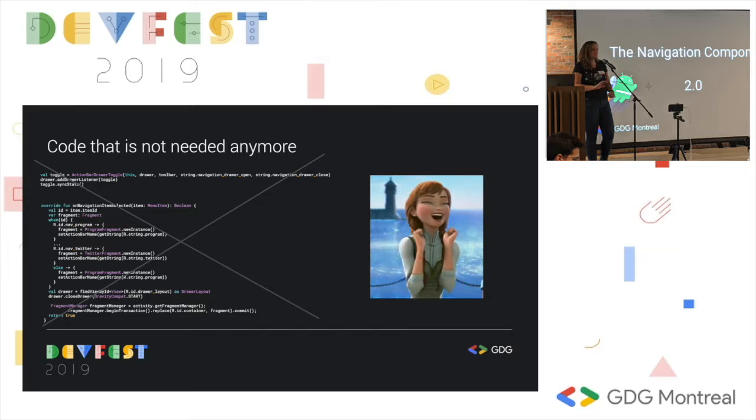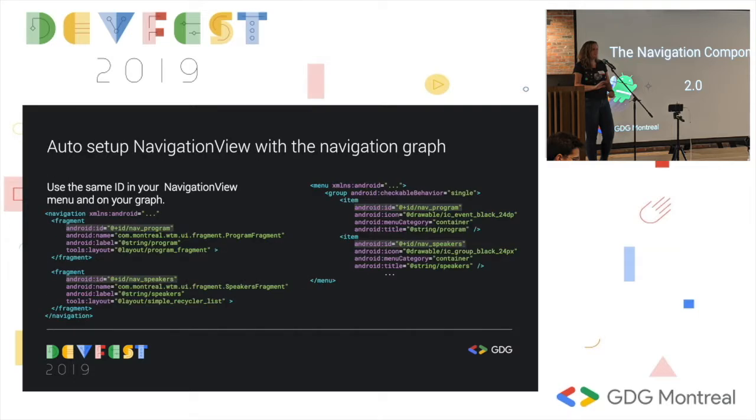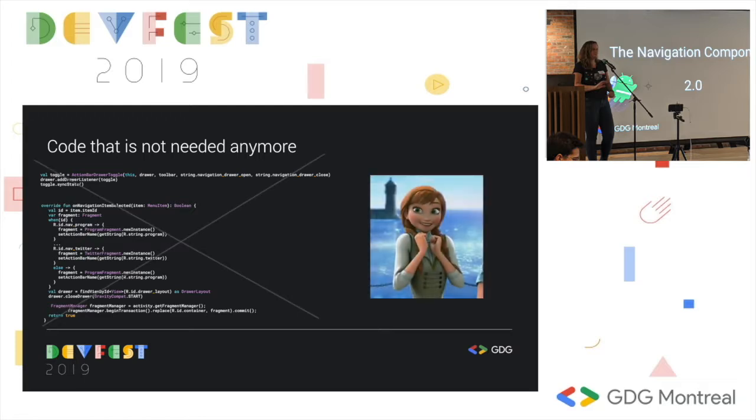And something that is cool in the XML, you can specify what will be the name of the action bar. So you say android:label, and it will take this label as the name of the action bar when you navigate. So yeah, all those code, you remove it, you have less code in your code. It's super nice to have navigation.